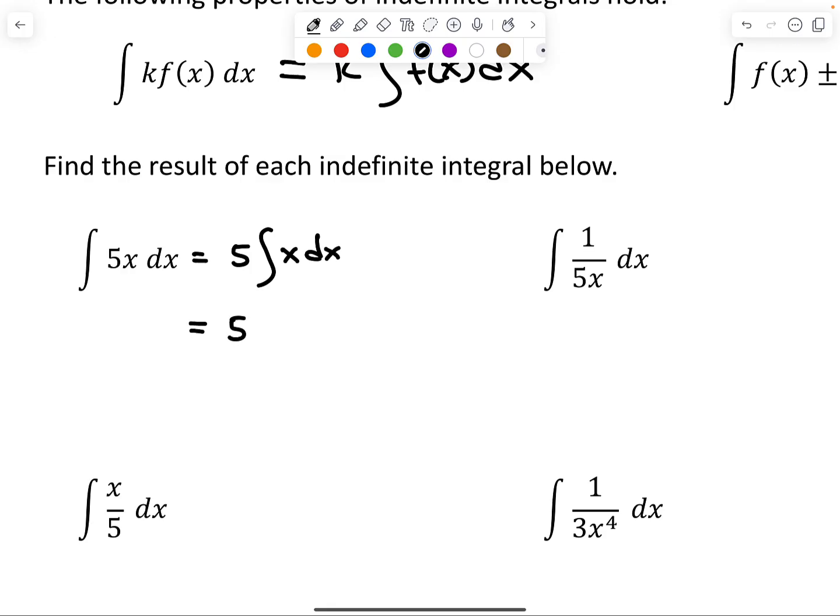The 5 will stay, and then multiplied by, there's an implied 1 on this x, so we add 1 to that power, it becomes 2, and we divide by that new power, and then plus c. And of course, you could write this as 5 halves times x squared plus c.